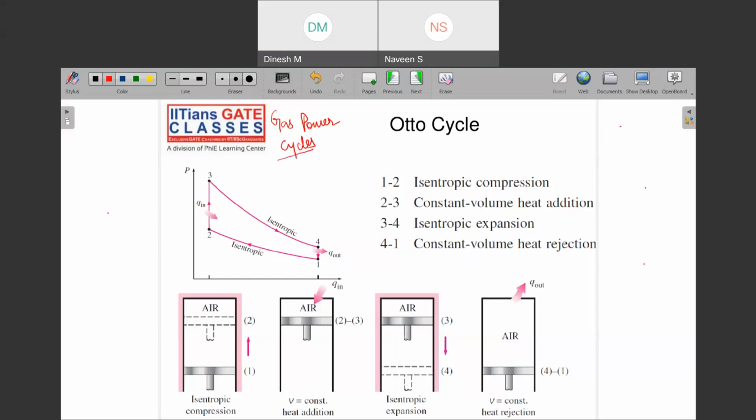In the gas power cycles, the first one is the Otto cycle. The Otto cycle is also known as the spark ignition cycle.